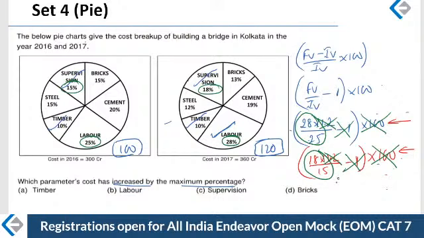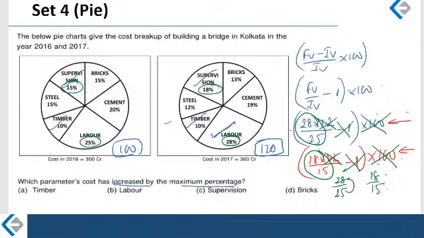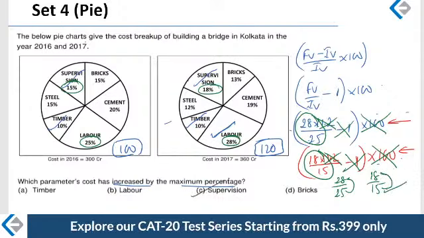Look, what fraction comparison are you doing? 28 by 25 and 18 by 15. These are the two fractions you are comparing. The gap is 3 between both the numerators. The denominator is smaller here. Therefore, you will say that supervision is my answer.